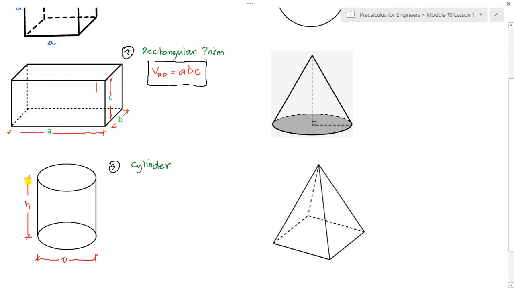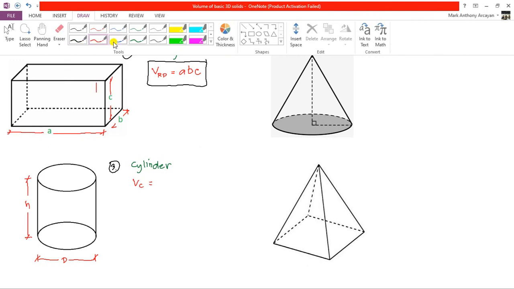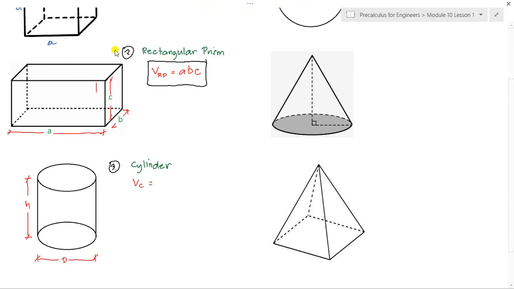And as you notice, ang base niya nga surface is parallel to another circular surface diri sa top. So dapat parallel na siya. That is for a regular cylinder. So here, what is the formula for the volume of a cylinder? Radius. Asa man to siya? Kuha nga pie. Dapat ay pie.